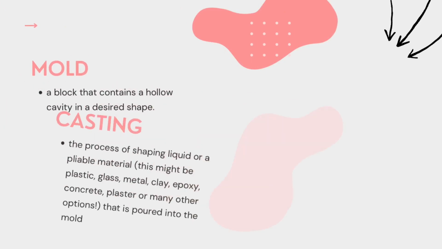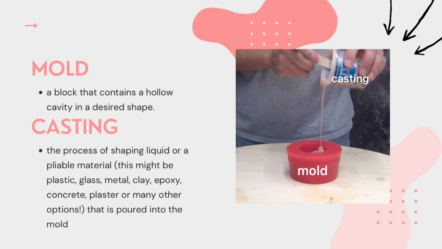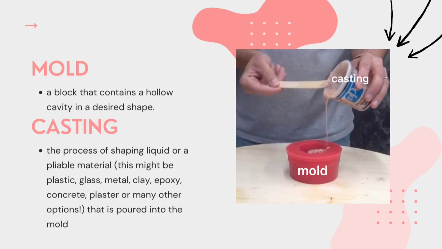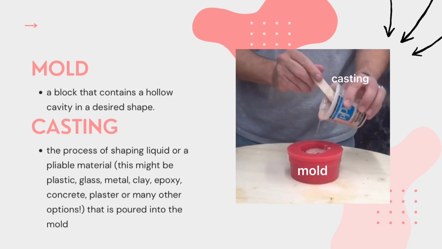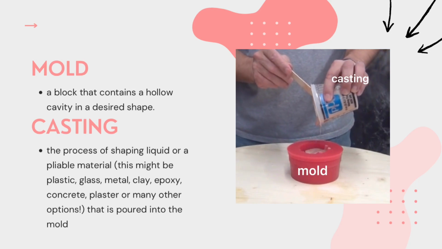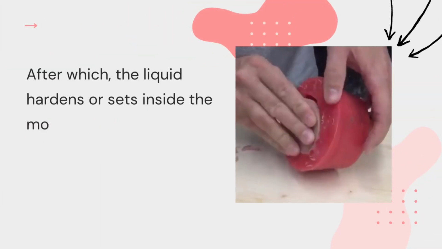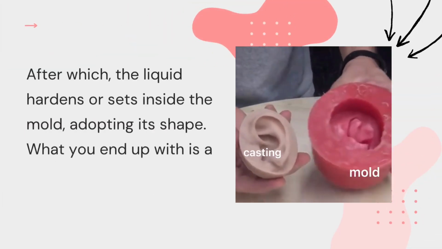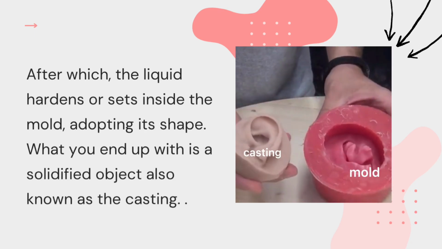Basically, a mold is a block that contains a hollow cavity in a desired shape. On the other hand, casting is the process of shaping liquid or a pliable material. This might be plastic, glass, metal, clay, epoxy, concrete, plaster, or many other options that is poured into the mold. After which, the liquid hardens or sets inside the mold, adopting its shape. What you end up with is a solidified object, also known as the casting.